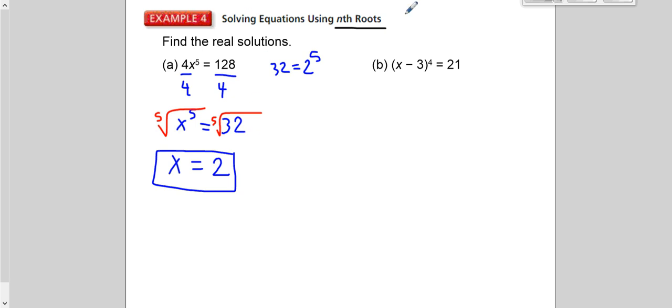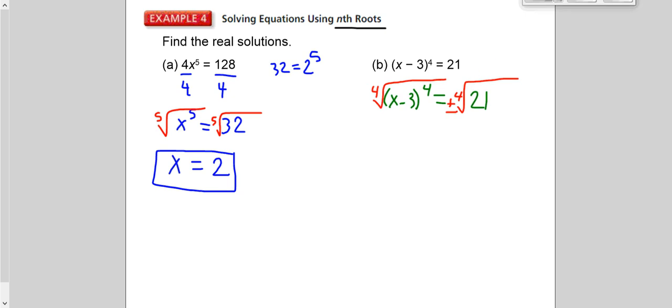Example 4b. The power is already isolated. X minus 3 to the 4th equals 21. I'm just going to rewrite it so I have room for my root. Undo powers with roots. This is a 4th power, so we need a 4th root. 4th root of 21.